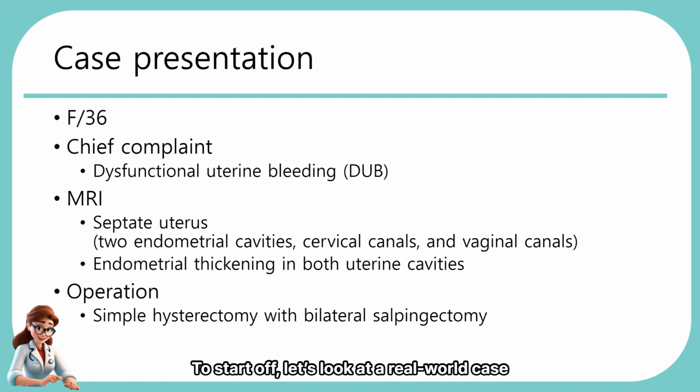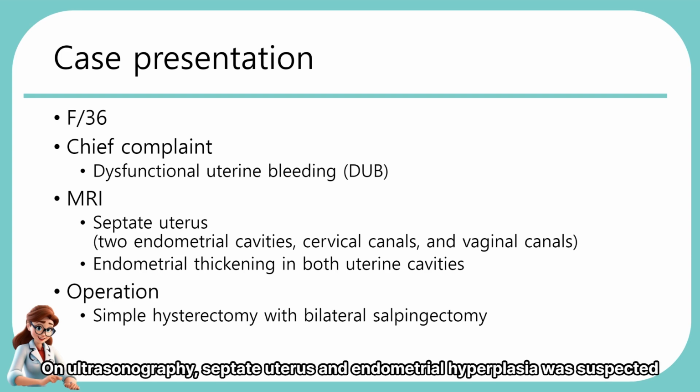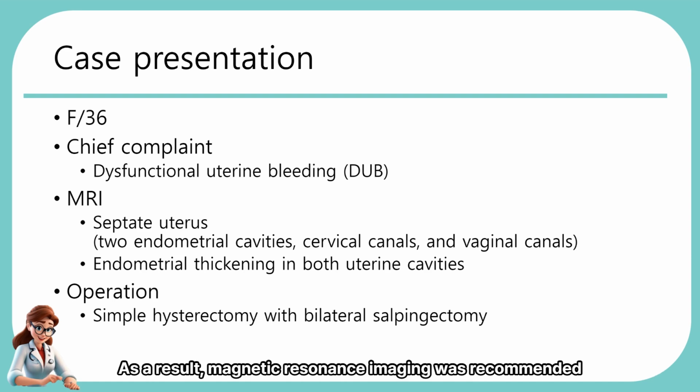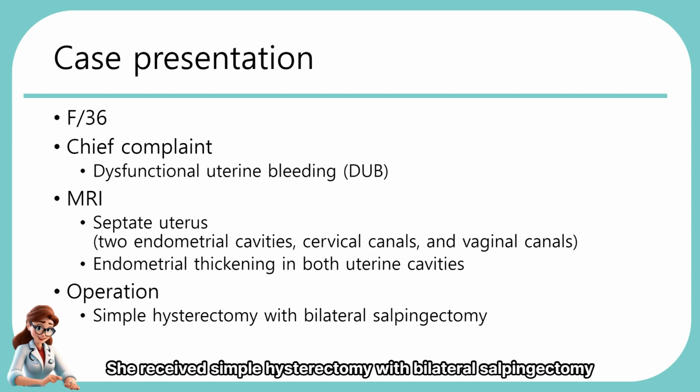To start off, let's look at a real-world case. A 36-year-old female presented with dysfunctional uterine bleeding. On ultrasonography, septate uterus and endometrial hyperplasia was suspected. As a result, magnetic resonance imaging was recommended. On MR image, a septate uterus with endometrial thickening was noted. She received simple hysterectomy with bilateral salpingectomy.